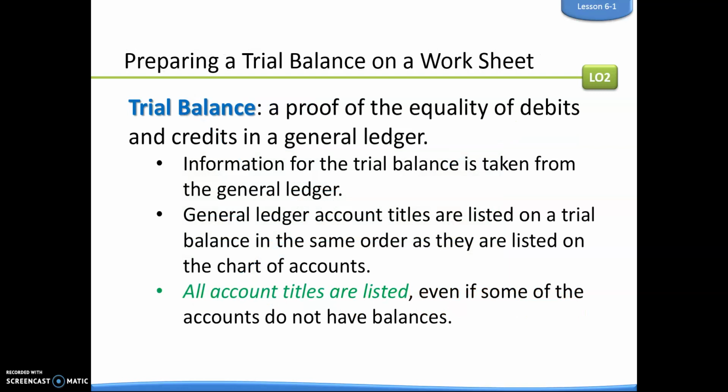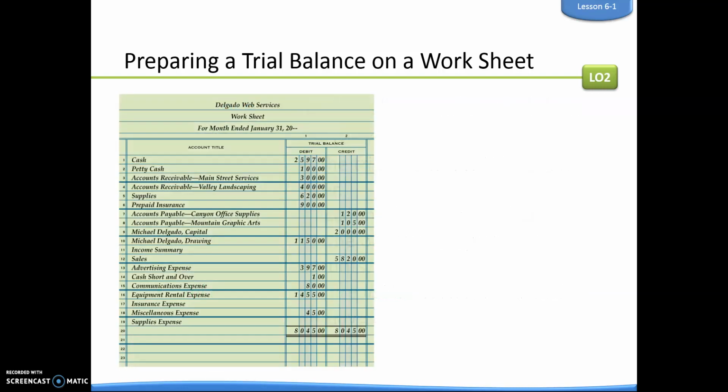So the very first thing that we do on our worksheet is something called a trial balance. And a trial balance is simply a proof of the equalities of debits and credits in our general ledger. So essentially what we do is we list every single account that's in our chart of accounts. As you can see down here, I put it in green. All account titles are listed even if they don't have balances. So we run down our entire chart of accounts, and then if they have a balance as a debit, we put a debit. If they have a balance as a credit, we put a credit, and then we want to make sure that those are equal. So this is what it looks like here.